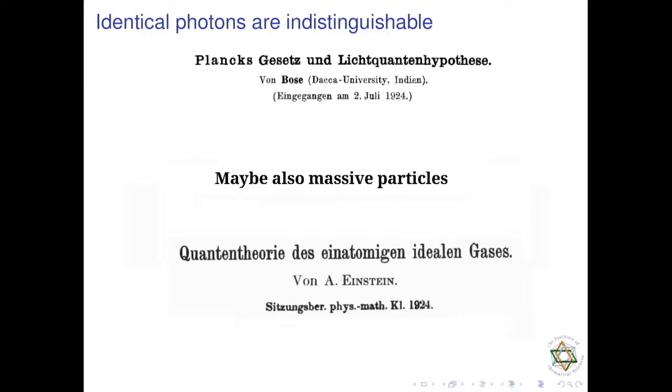Bose realized that he had to take photons to be indistinguishable in order to reproduce Planck's law. That was a famous paper published in 24. And then Einstein postulated that maybe this is true for atoms and molecules also, and extended the work to bosons. But at that time, I don't think there were any. Helium must have been there, but I don't know what experiments were being done. So people did not realize fermions and bosons separately very clearly.